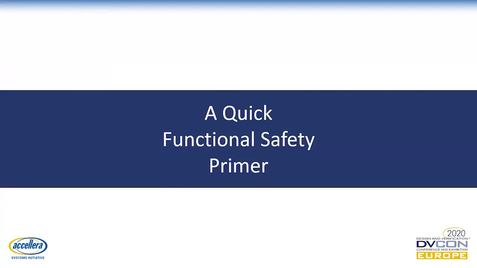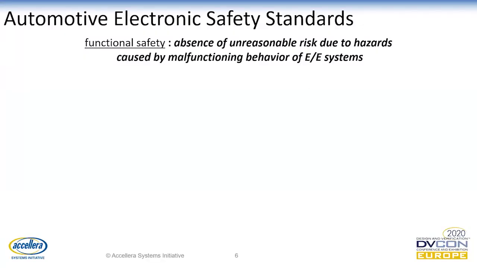Let's have a quick functional safety primer. Automotive electronic safety standards define functional safety as absence of unreasonable risk due to hazards caused by malfunctioning behavior of electrical and electronic systems. This definition is given in ISO 26262 directly.